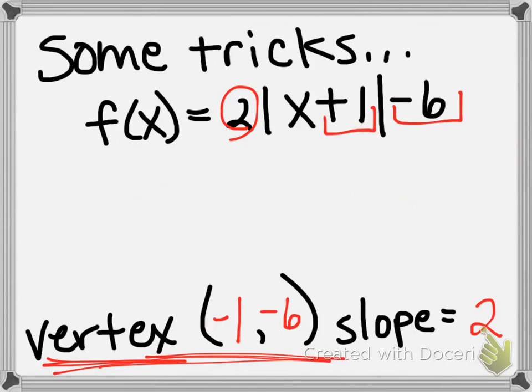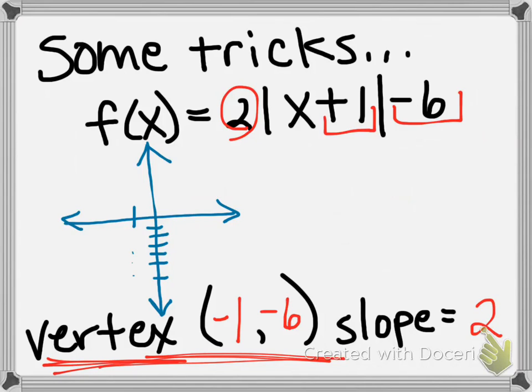So when I go to graph this, I'm going to use a blue graph this time. Make sure I give myself enough space. Vertex is at -1, -6. 1, 2, 3, 4, 5, 6. There's my vertex. My slope is 2. So I go up 2 over 1.